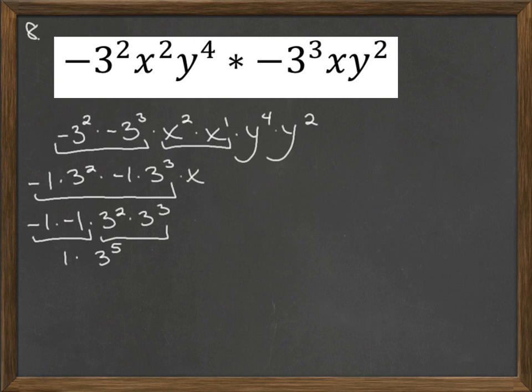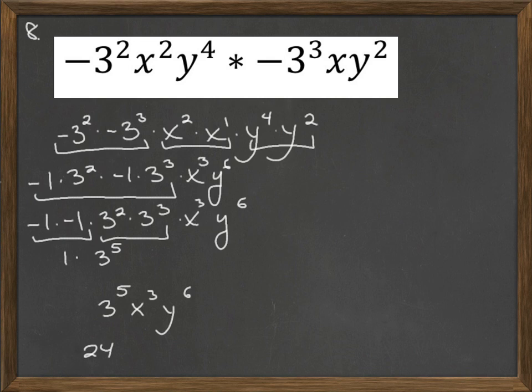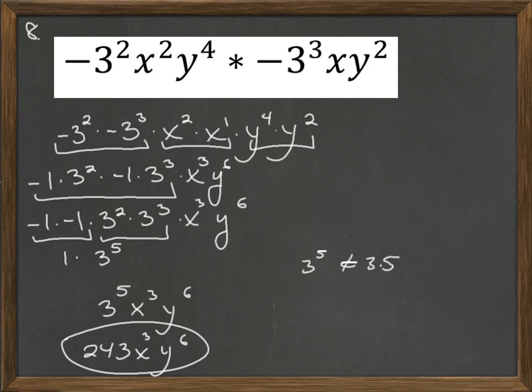So again, we're applying our product rule. 2 plus 1 is 3, and then 4 plus 2 is 6. So we have x to the 3rd, y to the 6th. Bring everything down, so we have 3 to the 5th power, x to the 3rd power, y to the 6th power. And again, this is a positive thing. I could write the 1, but I don't really need it. It's not really doing anything for me. So my final answer is 243, x to the 3rd, y to the 6th. Again, remember, it's 3 to the 5th power, right? It's not 3 times 5, so be careful with that.